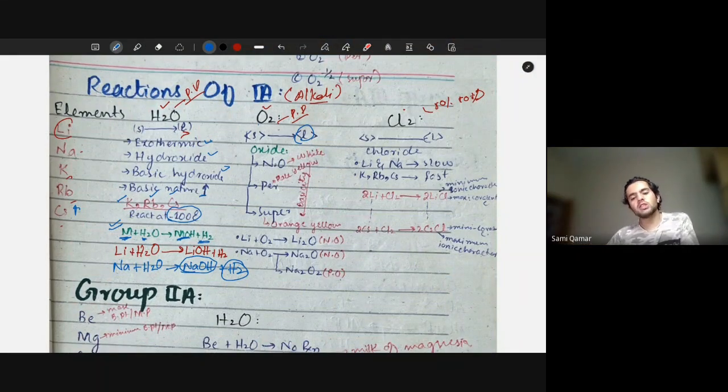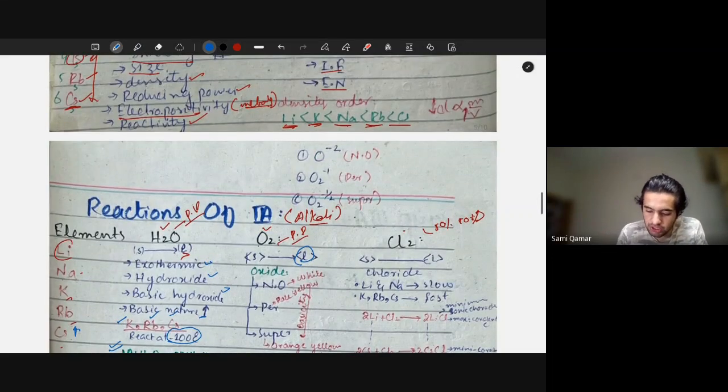Oxygen belongs to group number 6, right? So what does that mean? Oxygen can make two bonds, right? Because it will be having two lone pairs, and it can form two bonds. Let me draw it. So it means that it will be having oxidation number -2, right? When oxygen is bonding with just two atoms, it will be having oxidation number -2. And this is normal oxide.